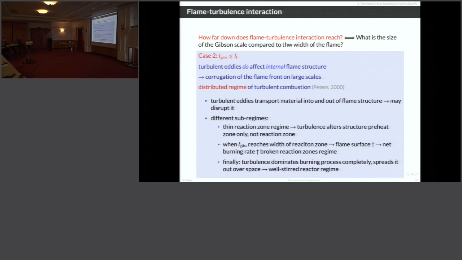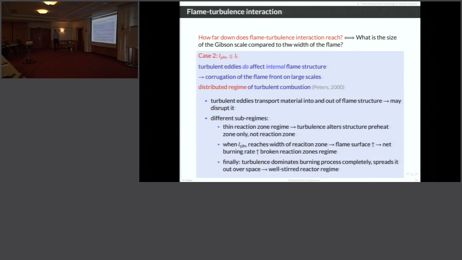One can distinguish between different sub-regimes, so the so-called thin reaction zones regime, where turbulence actually alters the structure of the preheat zone only, but not yet the reaction zone, which is usually much thinner. Then when the Gibson scale reaches the width of the reaction zone, then the flame surface area increases and the net burning rate goes up, and we enter the so-called broken reaction zones regime. And finally, at some point, turbulence may actually completely dominate the internal structure of the flame, and one cannot then talk about a coherent flame structure anymore, but turbulence completely disrupts the flame and spreads it out over space, and then we are in a regime that's called the well-stirred reactor.